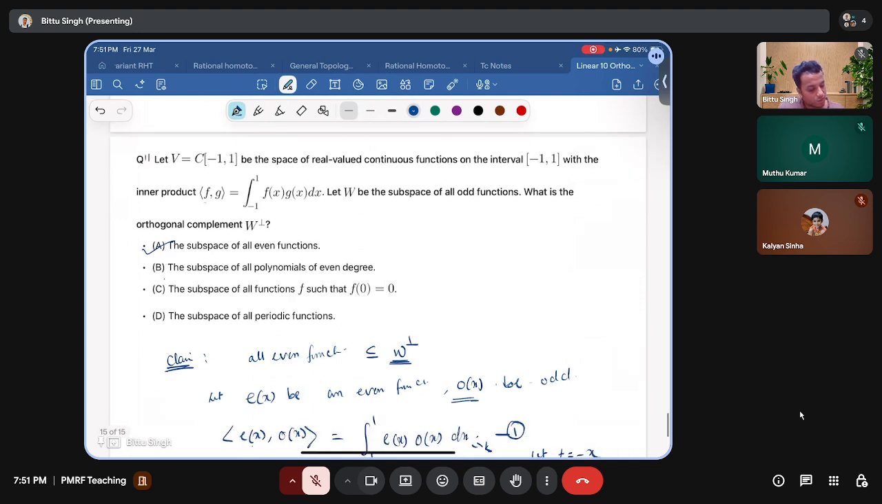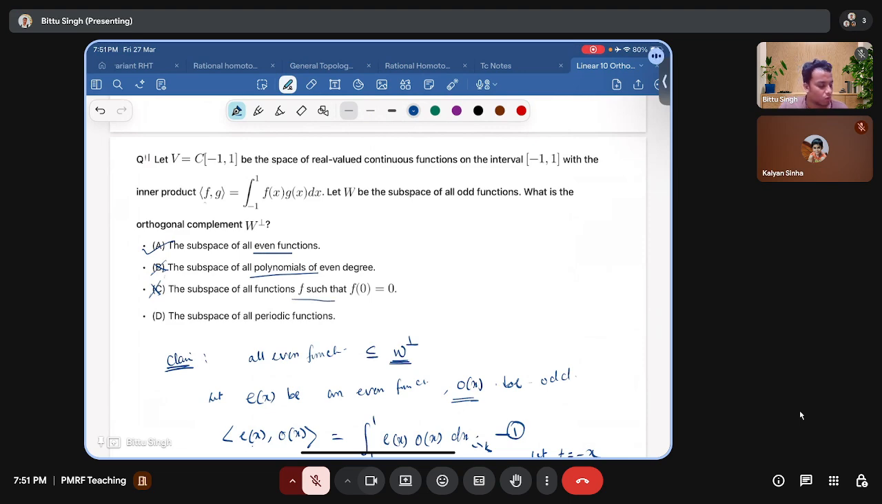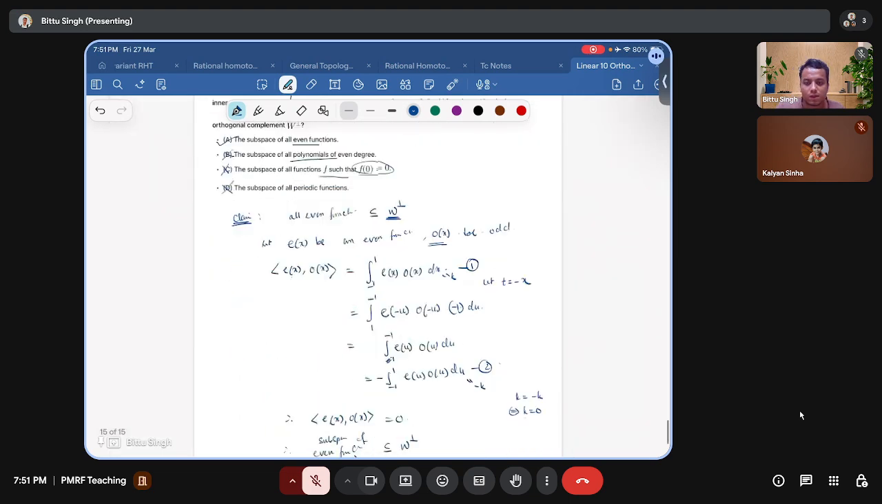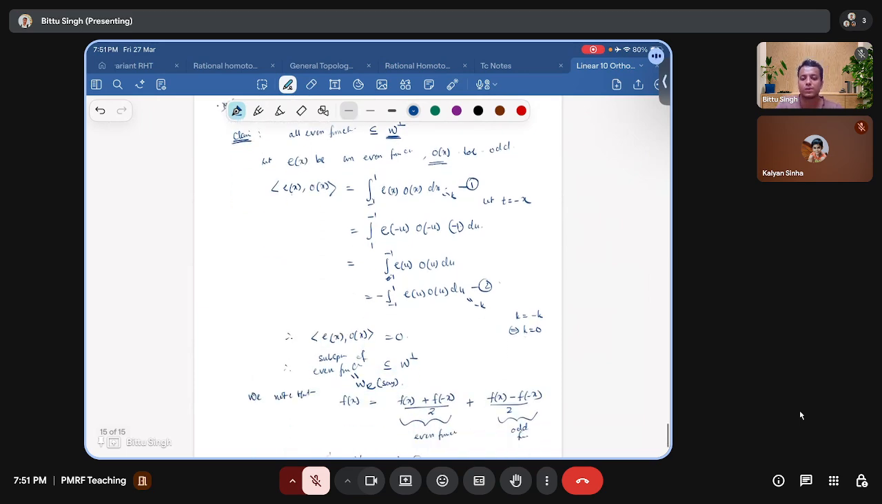And those are actually false, because this is a strict subspace of even functions. C is false because you can produce lots of functions which are not even, but satisfy this property. And D is also false, that is the same kind of thing. So is the solution to this question clear?